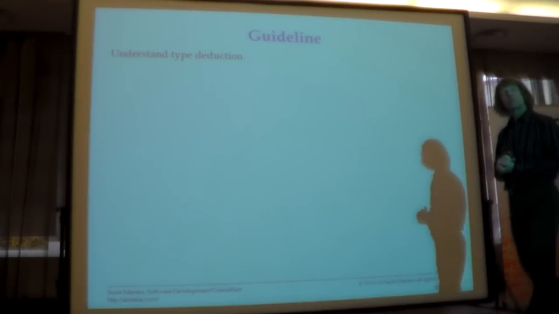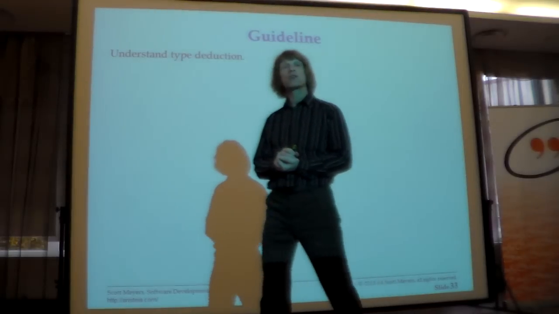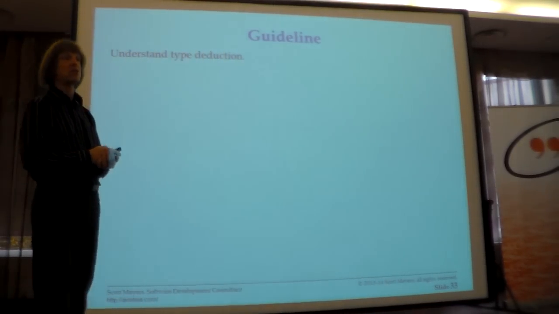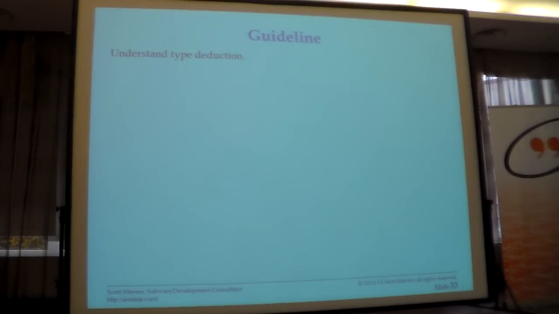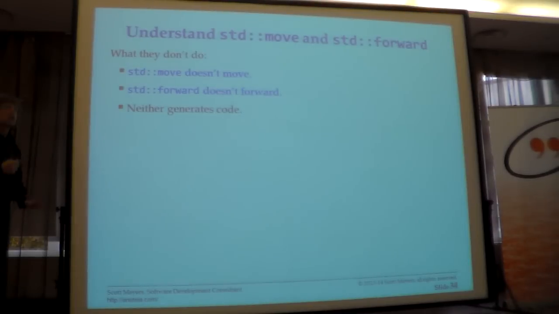All right, what I'm trying to do this morning is lay the groundwork for broader discussions later on. We've talked about lvalues and rvalues. We've talked about type deduction. Now I want to talk about std::move and std::forward. This is going to be the last piece of general background information before we move on to more specific things. The thing about std::move and std::forward is, first, you need to understand what they don't do. Move doesn't move. Forward doesn't forward. In fact, neither one of them does anything at all at runtime. They generate zero code. They are no-ops at runtime.